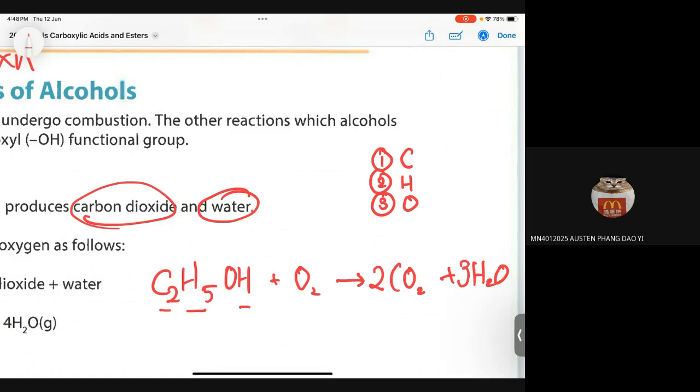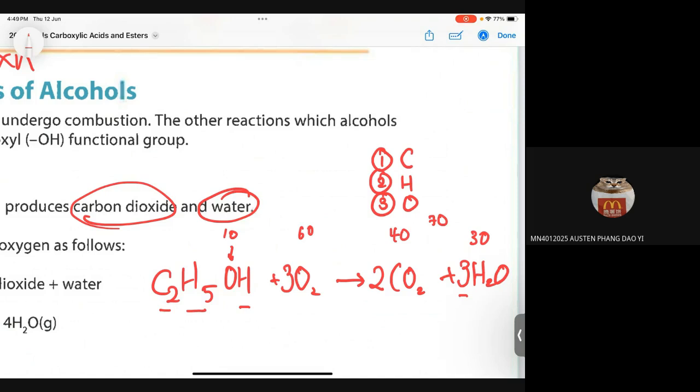In terms of oxygen, take note, I've got 3 oxygen over here, and 4 oxygen over here. Total, I've got 7 oxygen. Now, please take note, you've got 1 oxygen here already, so I must minus 1 oxygen first. So I need my balance 6 oxygen to be from O2. Then this will be a 3.